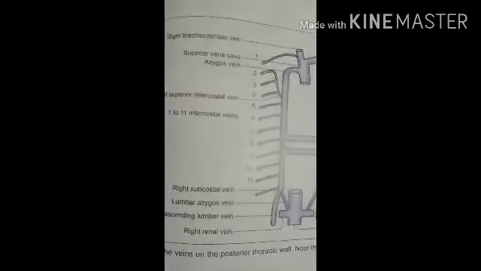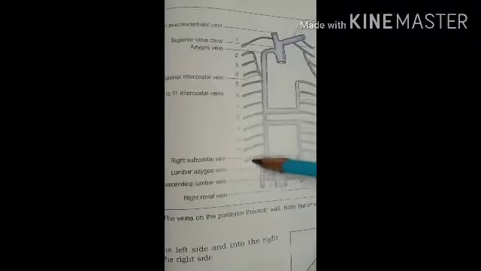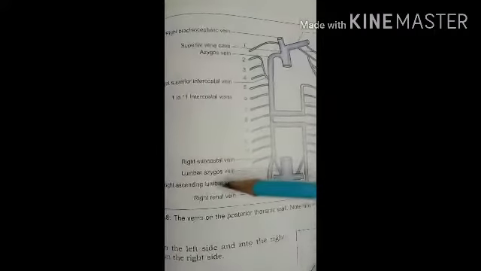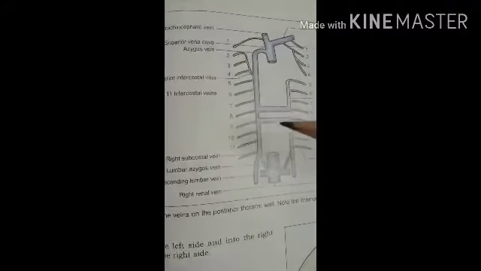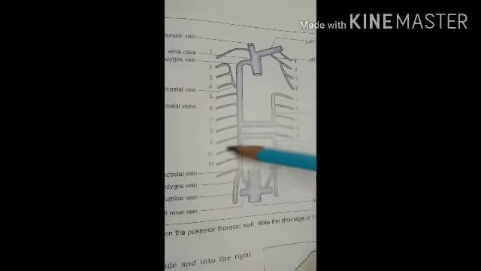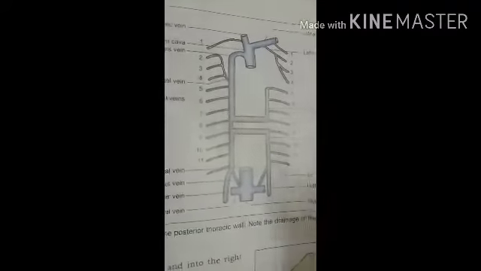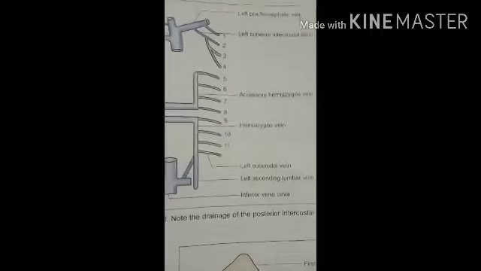Then the right subcostal vein, which you can see also drains into the azygos vein. Then the right bronchial vein, and the right ascending lumbar vein. Here you can see the right ascending lumbar vein. Then the esophageal veins, mediastinal veins and pericardial veins. All these veins drain into the azygos vein. After completion of the azygos vein, let's start the hemiazygos vein.